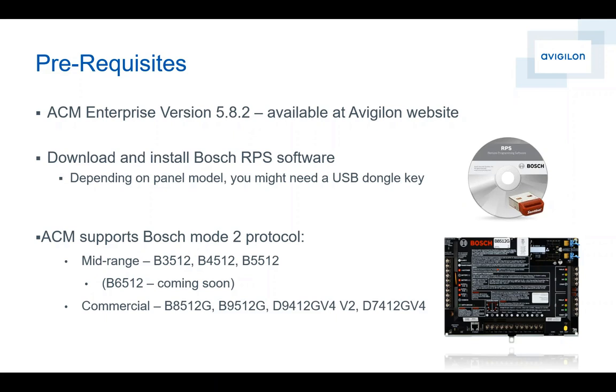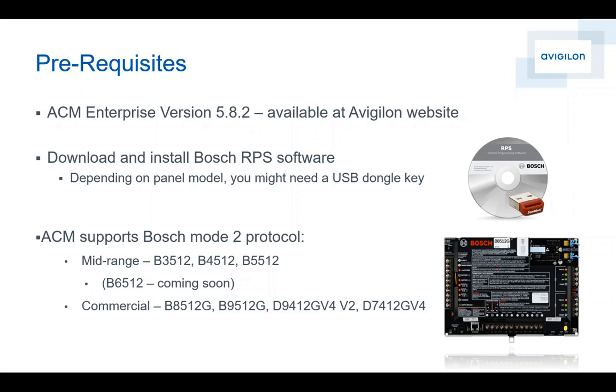To create integration with the Bosch alarm panel, you need at least version 5.8 of ACM. The current version is 5.8.2. It's available on the Avigilon website at avigilon.com. Go to the support section and you'll be able to locate that, then downloads, and download the latest update and run that on your system.